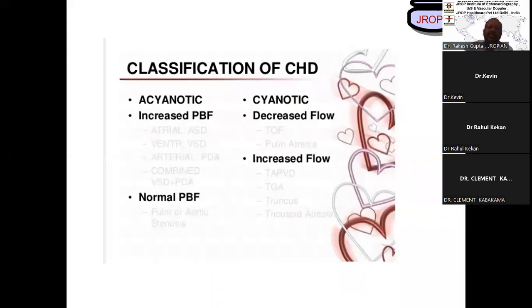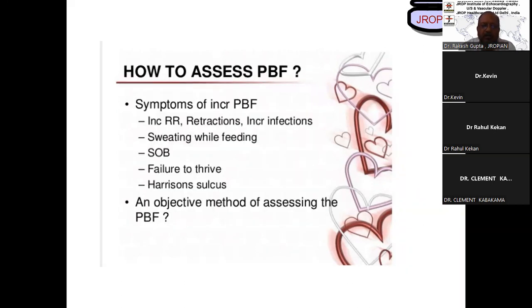Then we classify these people as acyanotic with increased blood flow or normal blood flow, and cyanotic with decreased blood flow or increased blood flow. Then what are the features of increased pulmonary blood flow? The most common feature of this increased pulmonic blood flow is the mom will complain: the child's breathing is fast. The child is breathless all the time.